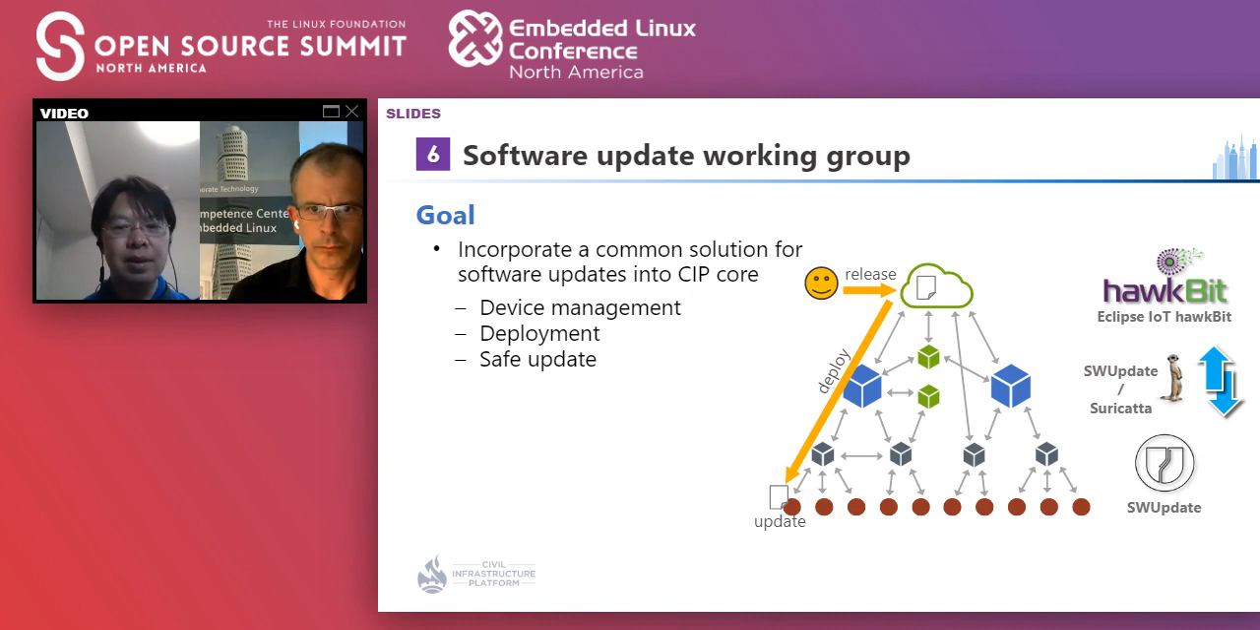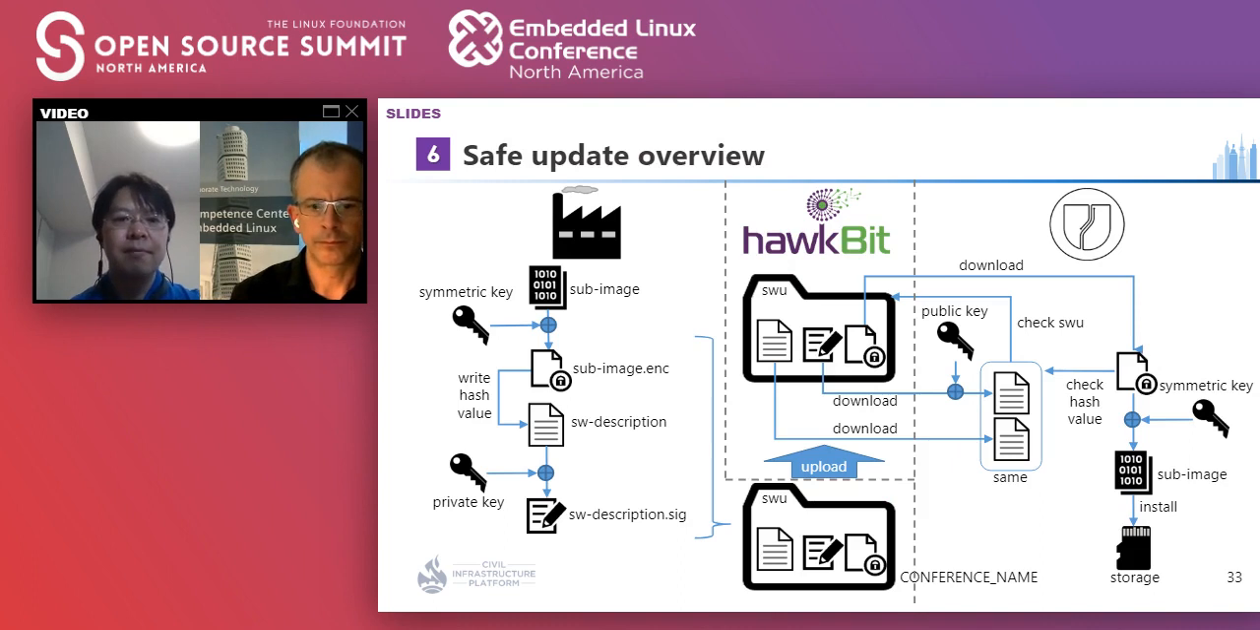So currently, we use SWUpdate for the base updating system, and that updating system is currently controlled by a host. So we would like to create agile implementations using both software stacks. And this is the safe update overview. Yeah, this is a bit complicated, but this is our latest result.